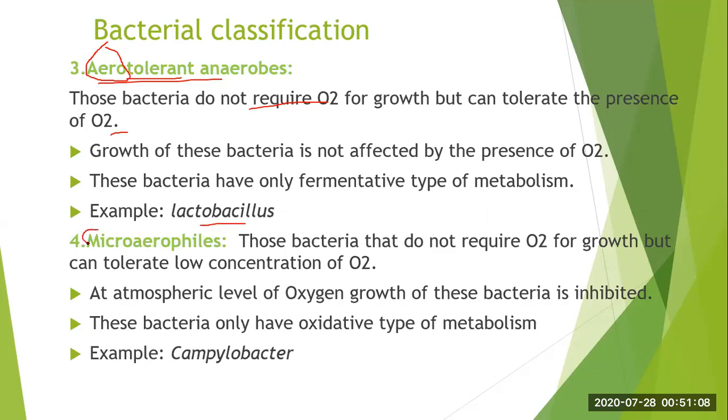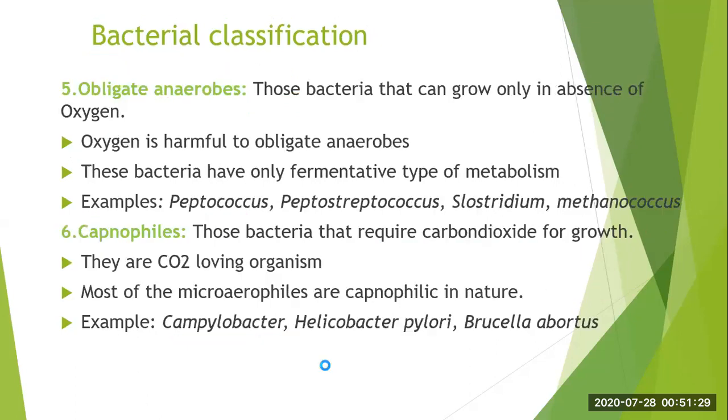Then our fourth one is microaerophiles. There is the word micro, and aero. That means it can survive in the presence of a low concentration of oxygen. These kinds of bacteria do not require high oxygen, but they can grow in a low concentration of oxygen. An example is Campylobacter.